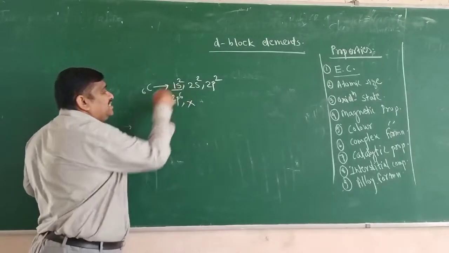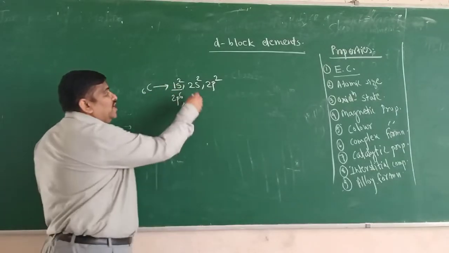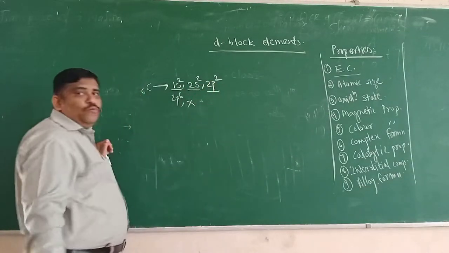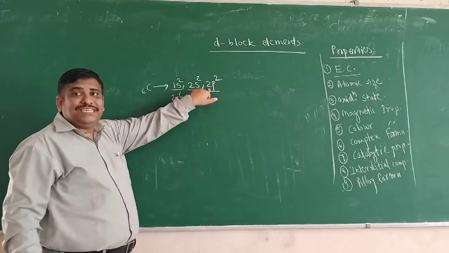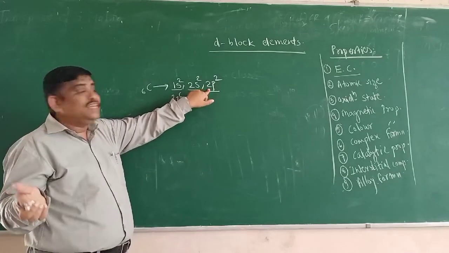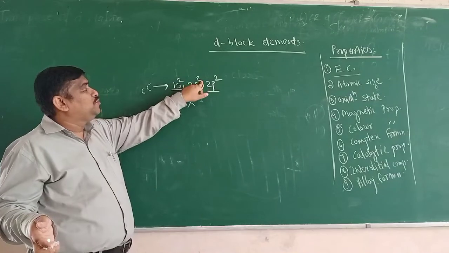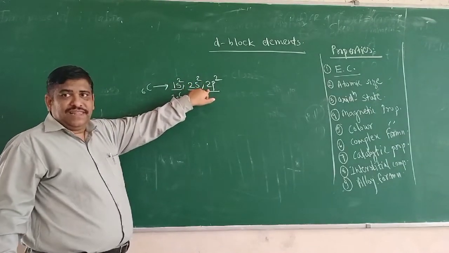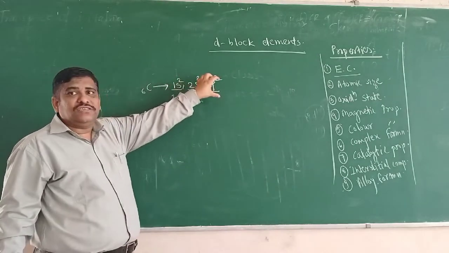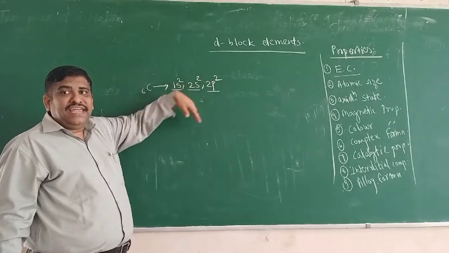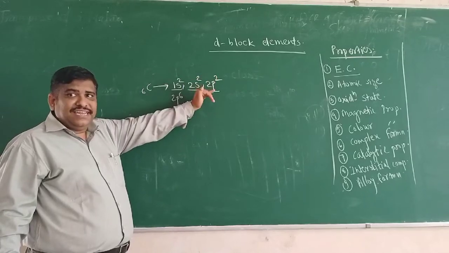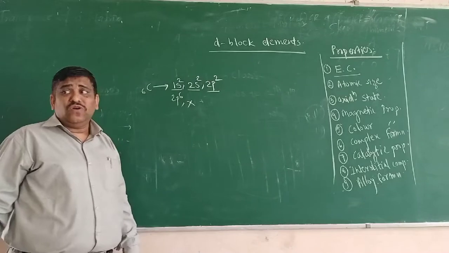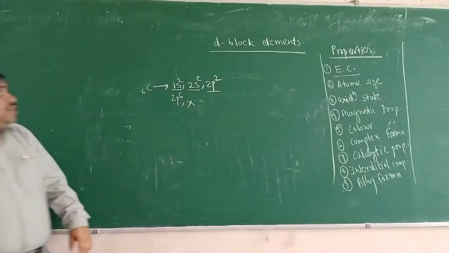There are a total of 6 electrons. The first 2 electrons we distribute in 1s, the second 2 electrons in 2s, and the last 2 electrons in 2p. The capacity of p is 6, but we don't have 6 electrons. 4 electrons are already distributed, and the remaining 2 we distribute in 2p. Likewise, the distribution of electrons in the subshells in the increasing order of energy is called the electronic configuration.